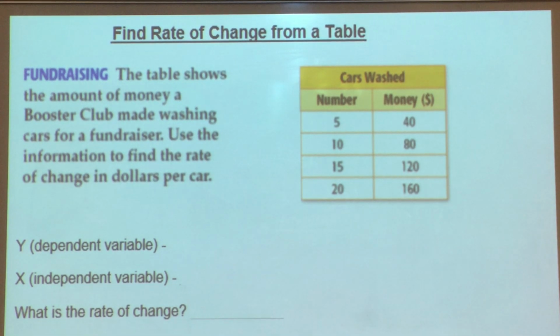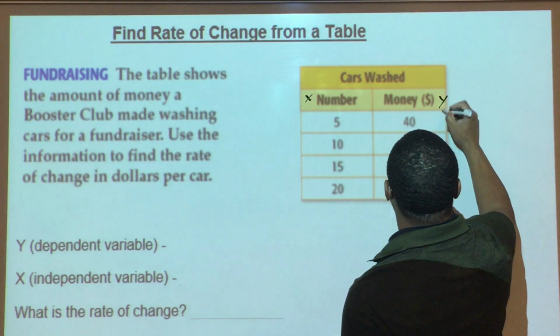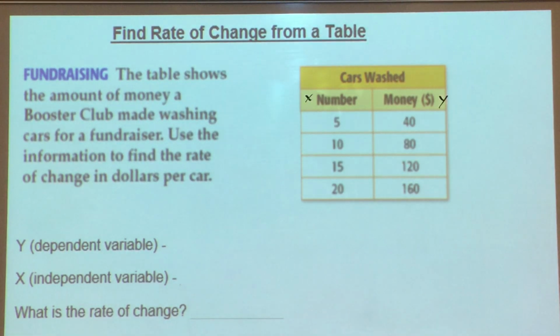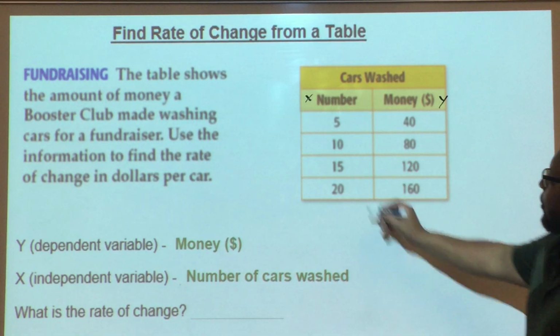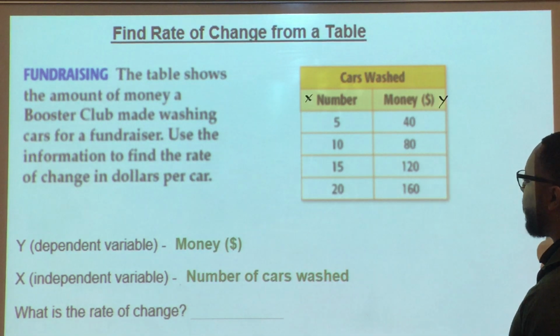And to keep things simple, I'm going to go ahead and label this column as x and this column as y, because your y variable represents the amount of money. So this is your dependent variable. It's dependent because it depends on the number of cars washed, which is what this column represents. This is the number of cars washed. This is how much money they made.